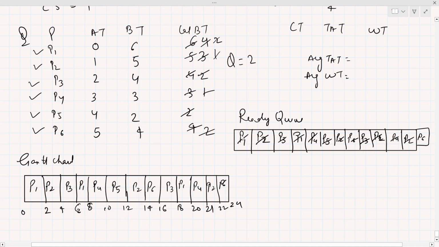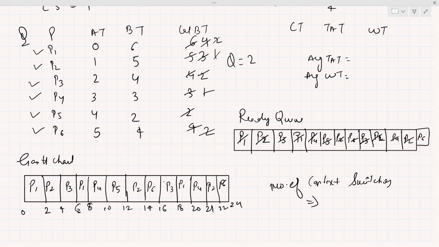And if a question asks for the number of context switches in this case, how many context switches are there? You have to count from P1 to P2, 1, P2 to P3, P3 to P1, P4, P5, P2, P6, 3, 1, 4, 2 and 6. So there are 12 context switches. The answer is 12.